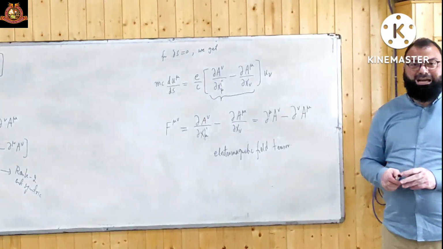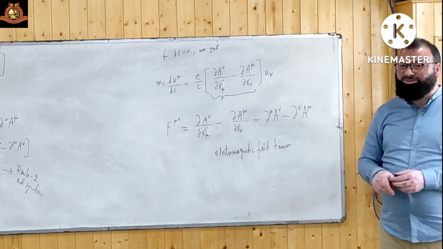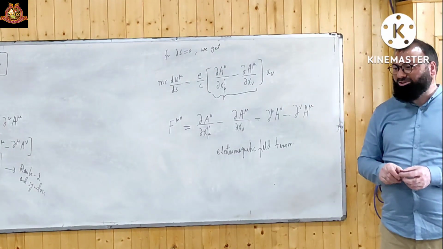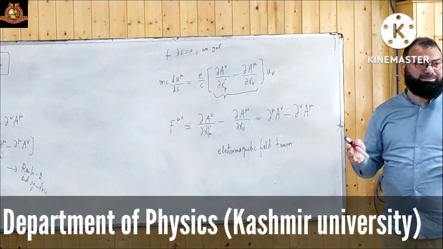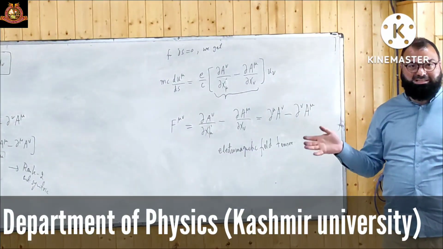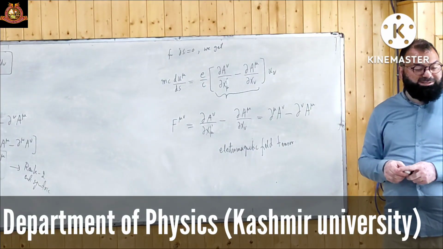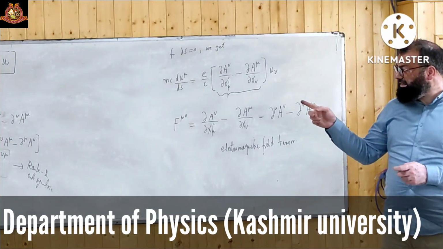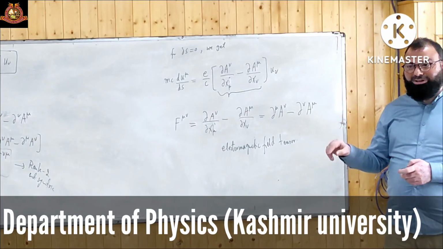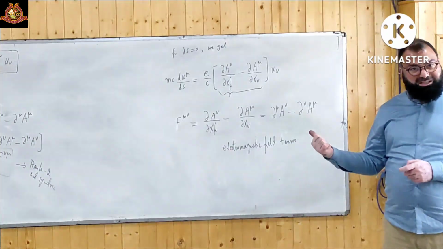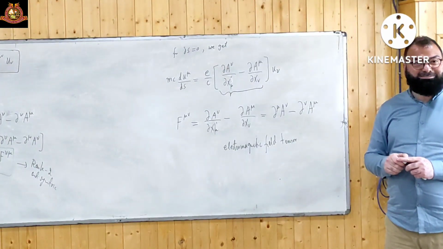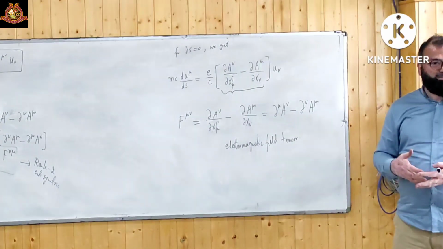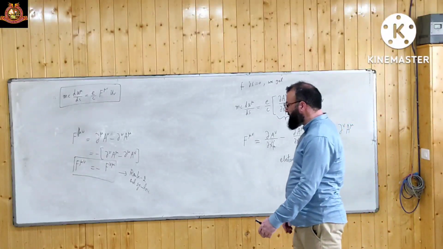Now tell me what is the dimension of this F mu nu? I mean, what dimension matrix does it correspond to? I told you last time rank 2 tensors we can represent by matrices. So what is the dimension of this matrix? Tell me what is the range of mu? 0 to 3. What is the range of nu? 0 to 3. So how many dimensions will it yield? 4 by 4. So it will be a square matrix, 4-dimensional.